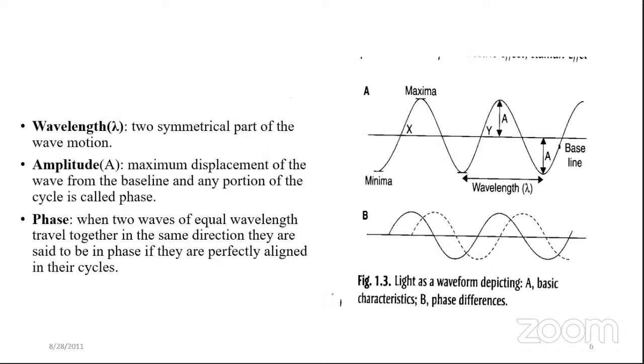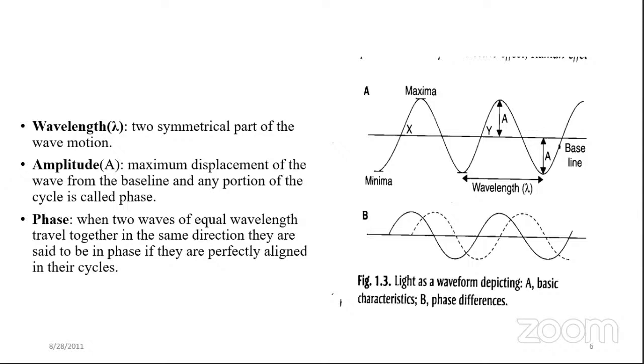Wavelength. Wavelength means two symmetrical parts of the wave motion. In the figure, we also see wavelength means two symmetrical parts of the wave motion, and amplitude means maximum displacement of the wave from the baseline, and any portion of the cycle is called phase.